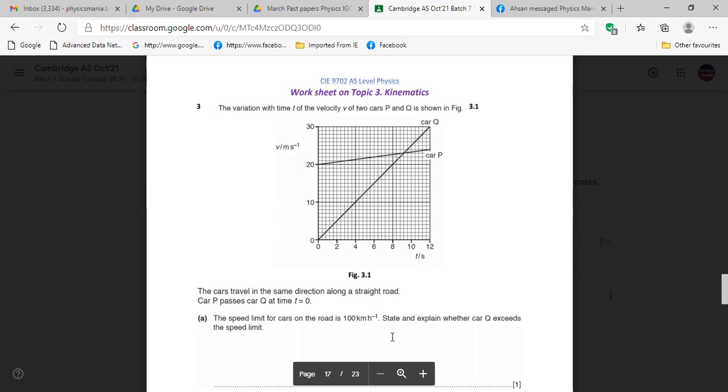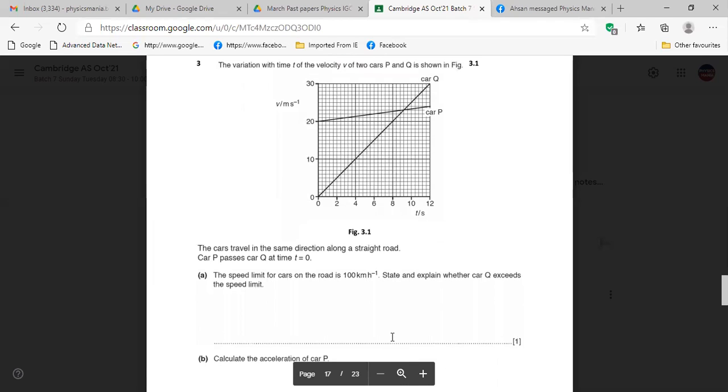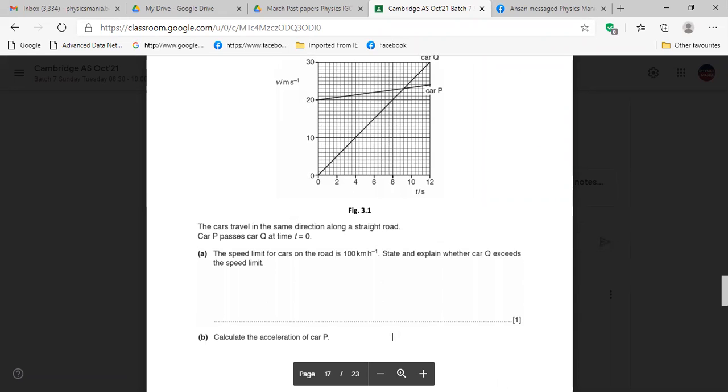Okay, now calculate the acceleration of car P. What is the formula to get the acceleration? V minus U divided by T. So write the formula first, then put the values. What is your V? Find it from the graph. Sir, U is equal to 0, V is equal to 30. For P, sorry sir.